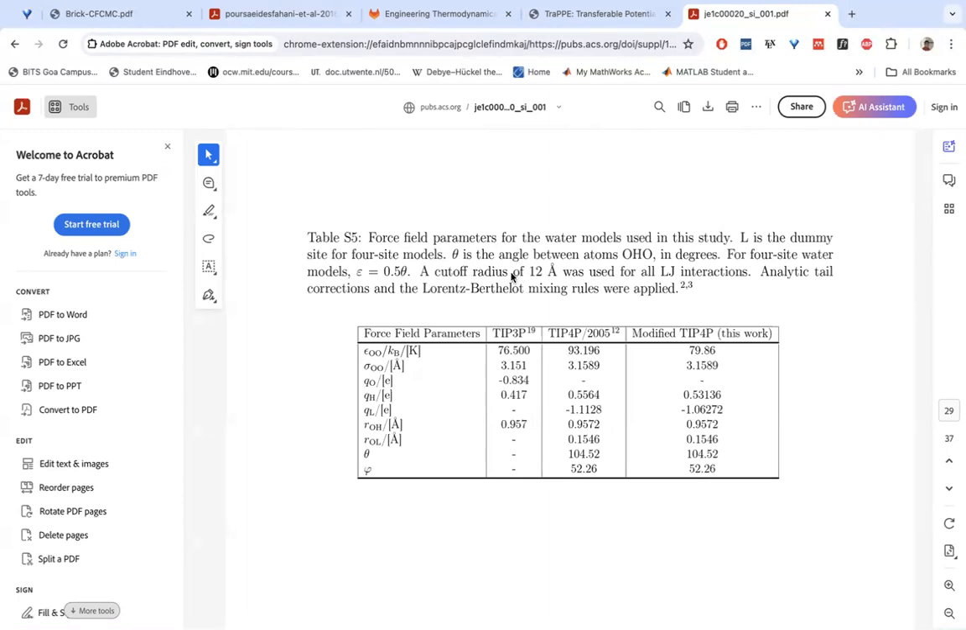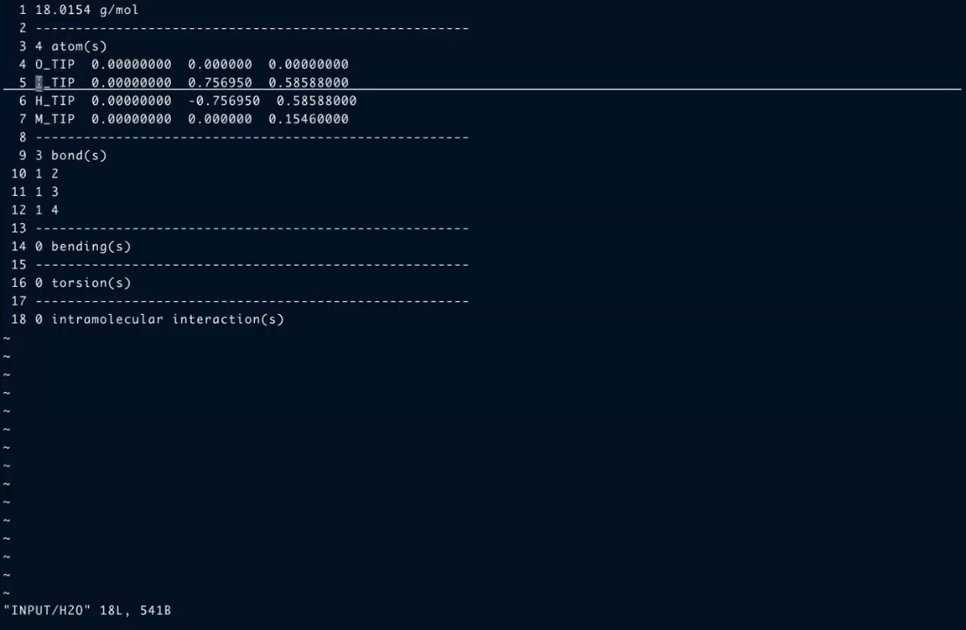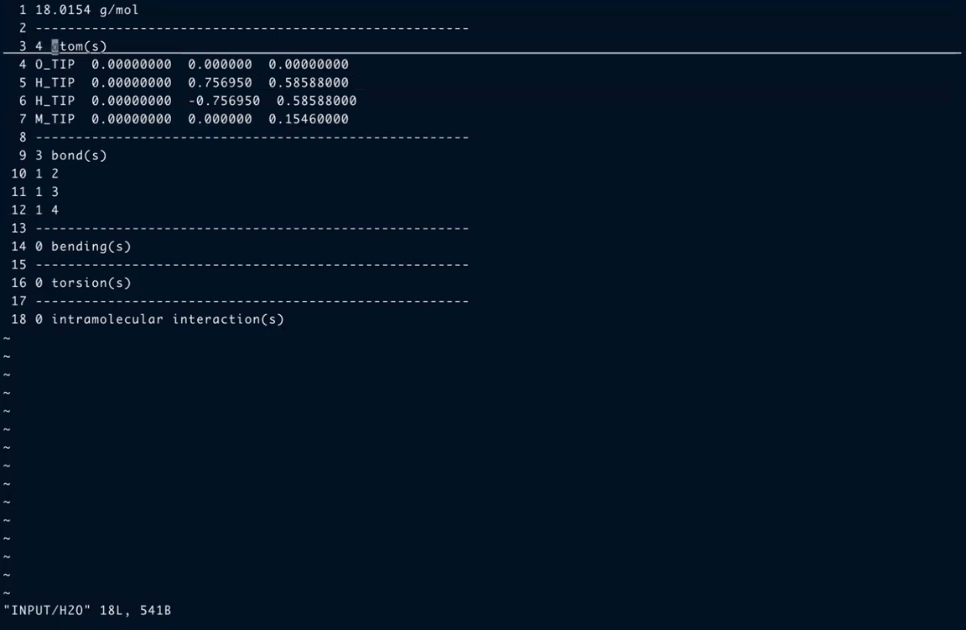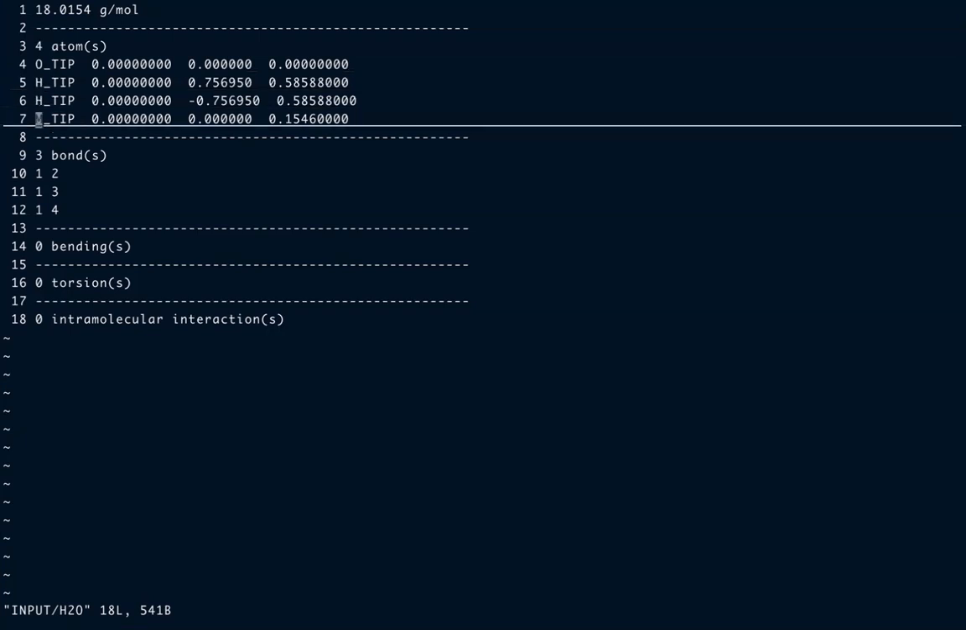for water. So this is the modified TIP4P. That's why they've called it this work, but this was later on named TIP4P/mu. And the parameters of these force fields are provided here. Note that you have 4 atoms. So this is a 4-point model for water. You have the oxygen, you have the hydrogen, and then you have the dummy atom called M.